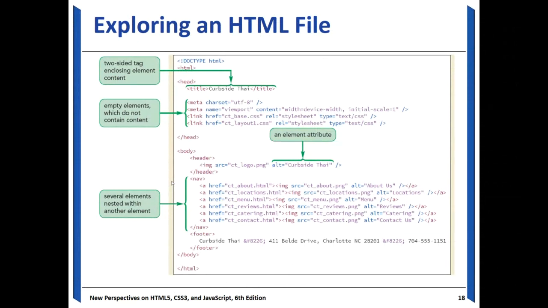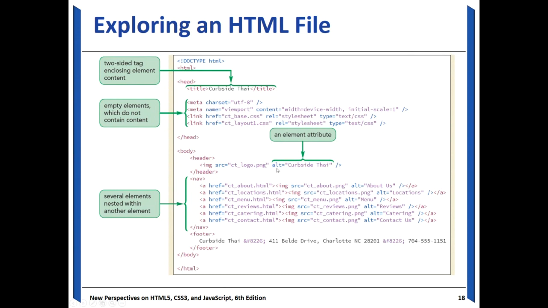All right, so now we'll take a look at this HTML file. We'll see some things in here. Looking here, we have a two-sided tag enclosing element content, the title. Okay, so this is what will appear on our browser tab. This is empty elements that do not contain content. The links here will link to a style sheet. You will not see that, but it does, and we'll cover this later on. A style sheet is an external sheet that's linked to the document to tell your web browser how this document should be displayed.